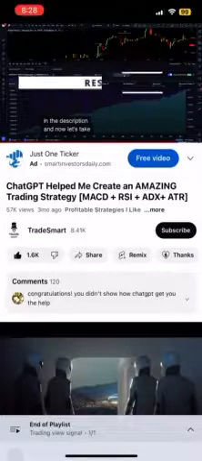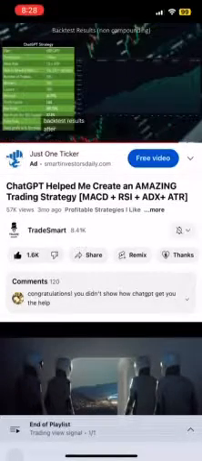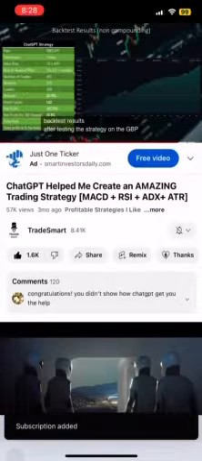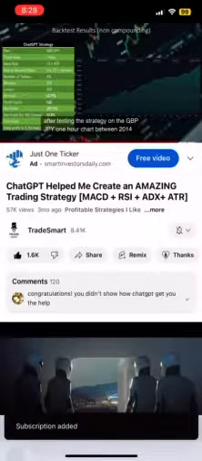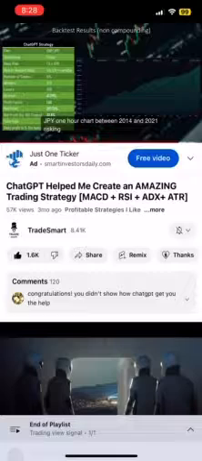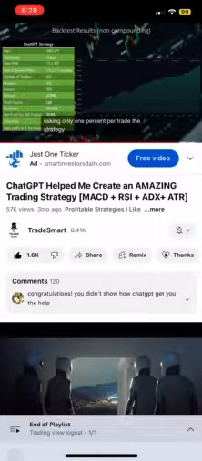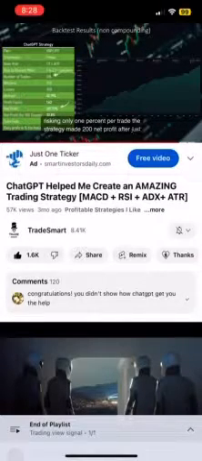And now, let's take a look at the backtest results. After testing the strategy on the GBP/JPY 1-hour chart between 2014 and 2021, risking only 1% per trade, the strategy made 200% net profit after just 600 trades.